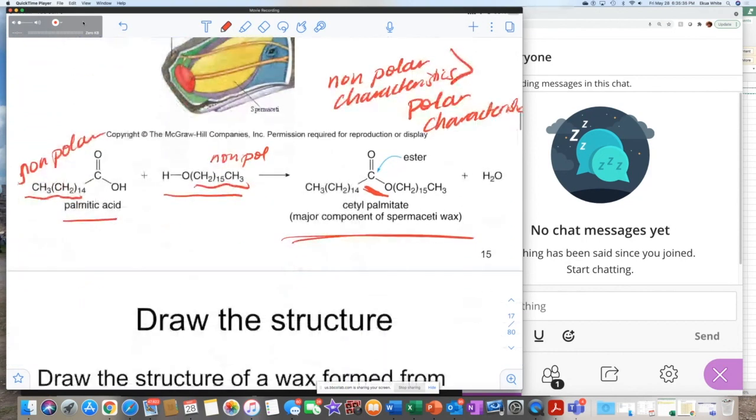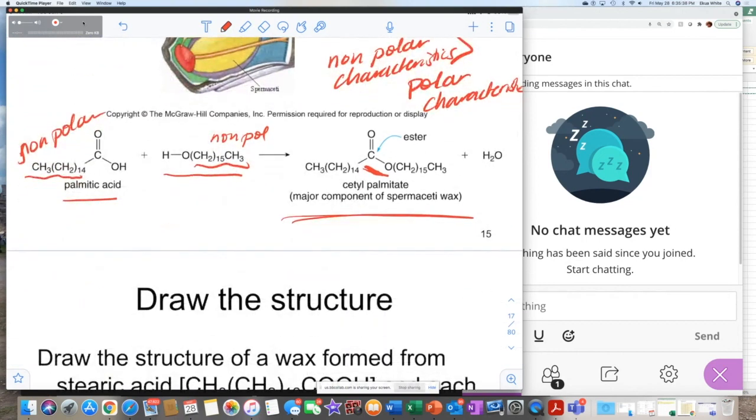So this is a major component of spermaceti wax. I can't pronounce certain words, but a good thing is that you can synthesize this. So this can be synthesized. Of course, it's not as good as a natural thing, but I would rather have synthetic if that means the whale gets to live, right?